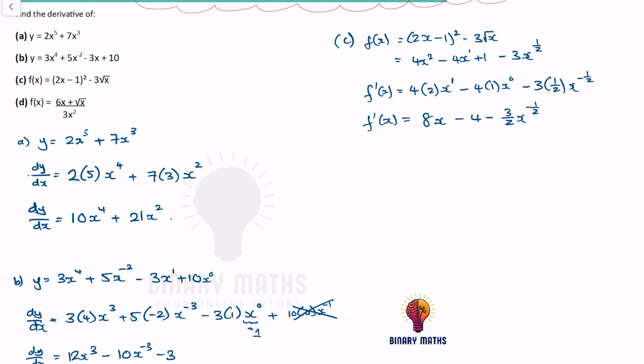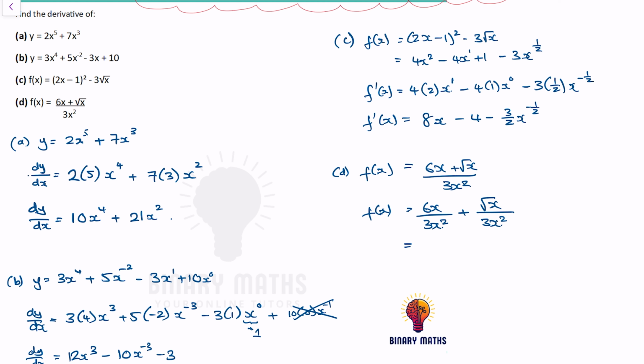Okay, and the last one, which is D, f of x is equal to 6x plus root x over 3x squared. Now what you don't do is differentiate the top and differentiate the bottom separately and then combine it. That is incorrect. So what you do instead is treat each part separately. So separate out the numerator: 6x over 3x squared plus root x over 3x squared. Then you have two separate terms that you need to differentiate.